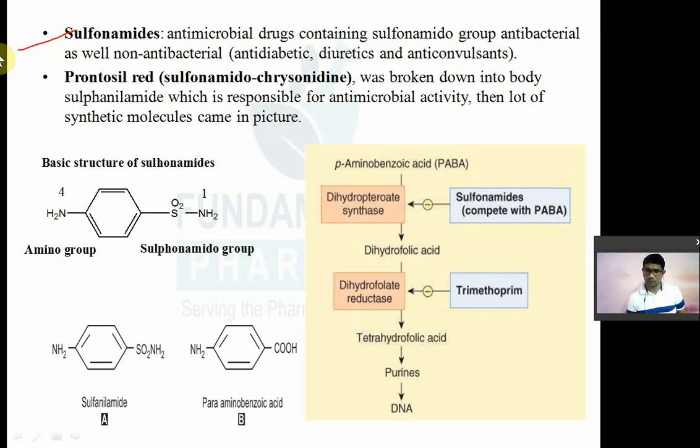Okay, so these sulfur drugs are nothing but they affect the intermediate metabolism of the bacterial cell. So we'll see it. What are the sulfur drugs? Sulfonamides, these are again antimicrobial drugs. So in 1930, these sulfonamides emerged. 1930 में ये sulfonamides आ चुके हैं.